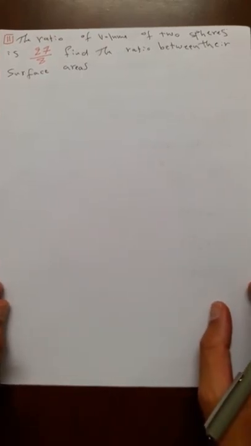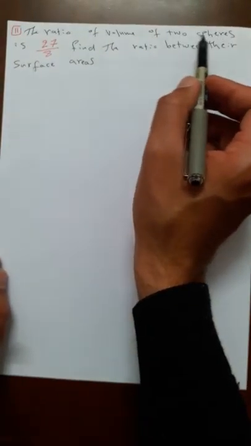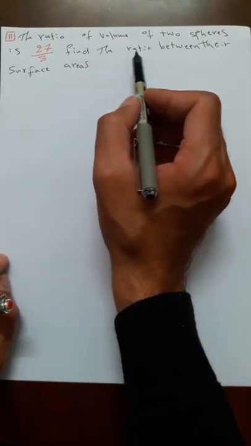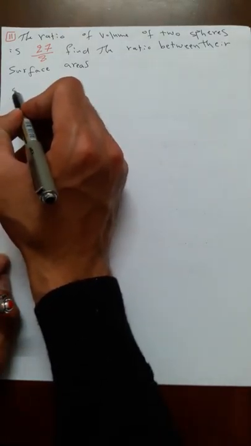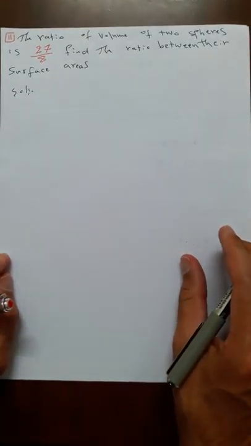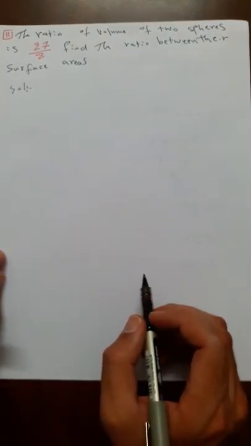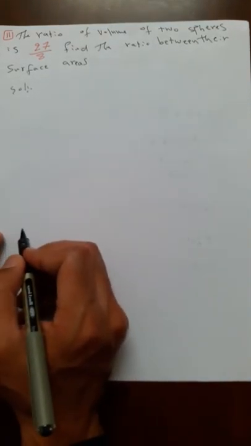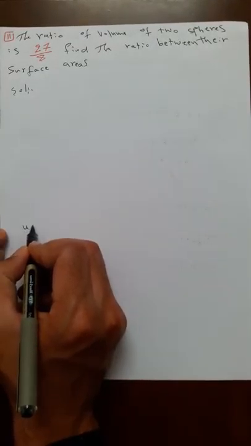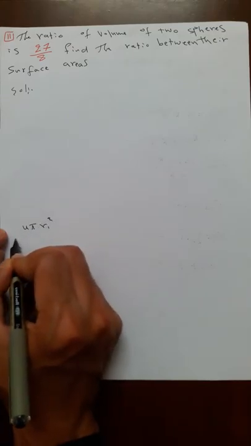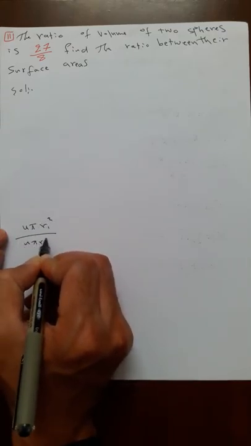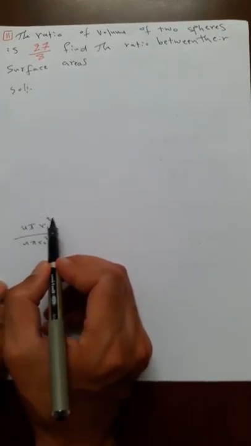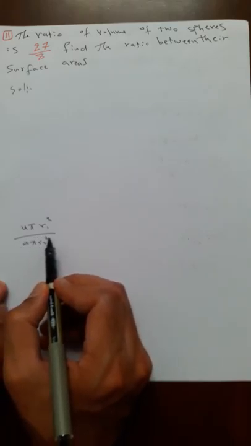Question 11. The ratio of volume of two spheres is 27 divided by 8. Find the ratio between their sphere surface area. The ratio between their surface areas is given by the relation 4 pi r1 square divided by 4 pi r2 square. This rule is the surface area of the first sphere, and this is the rule of the surface area of the second sphere.